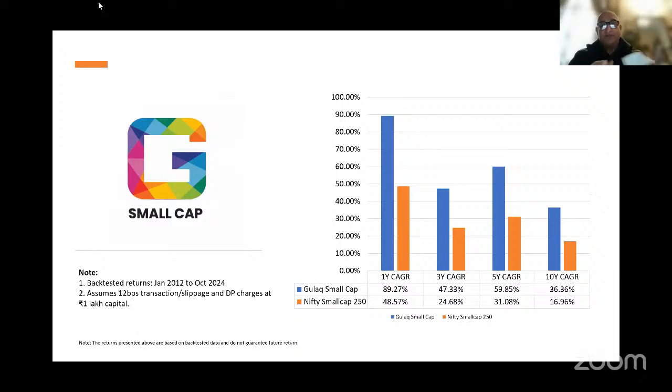And for small cap, the returns would have been even higher. 10-year returns would have been 36%. Last 1 year return would have been 90%. And equally, the benchmark would have also done very well, particularly in the last 1 year, but in the last 10 years, maybe not as well as mid cap in some sense.